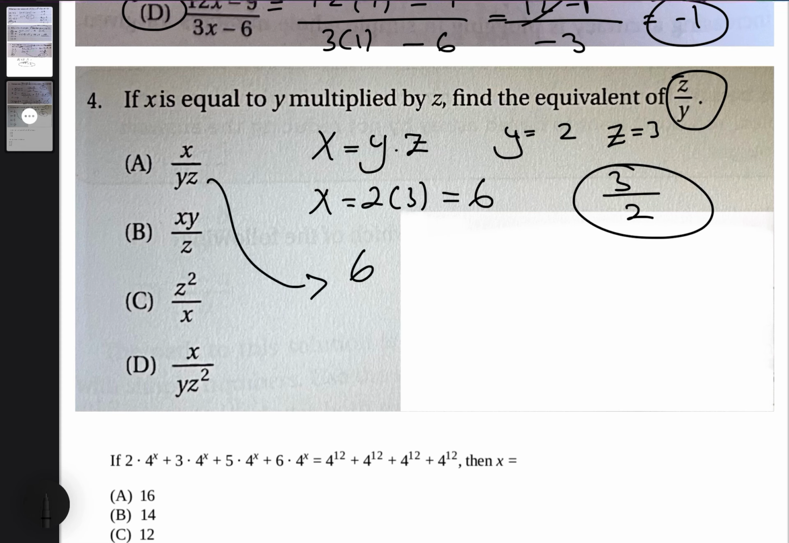The first one, we know x is 6. So 6 over y times z. So that's just 2 times 3. We're going to plug them in. We're going to get 6 over 6. Ain't no way that's equal to 3 over 2. A is off the hooks.